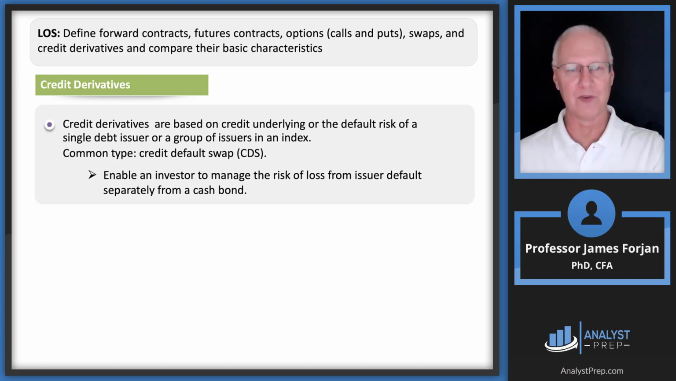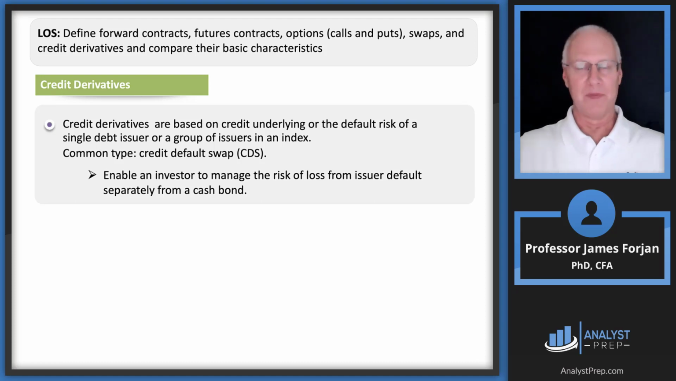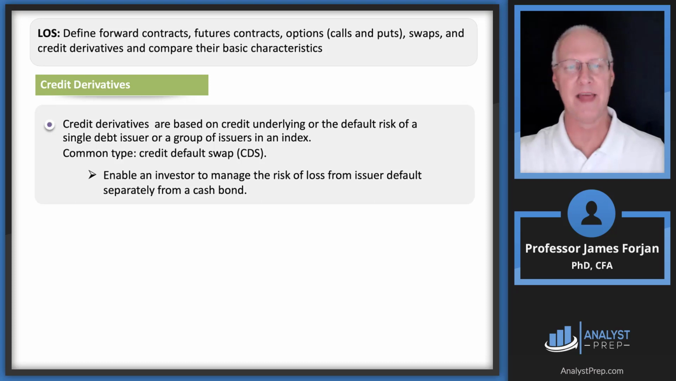And if I default, what you're going to do is you're going to go to that financial institution and say, hey, Jim defaulted, pay me my $1,000. But this is after 5 years. So what you're going to do in the meantime is every year you're going to send them an annual payment.